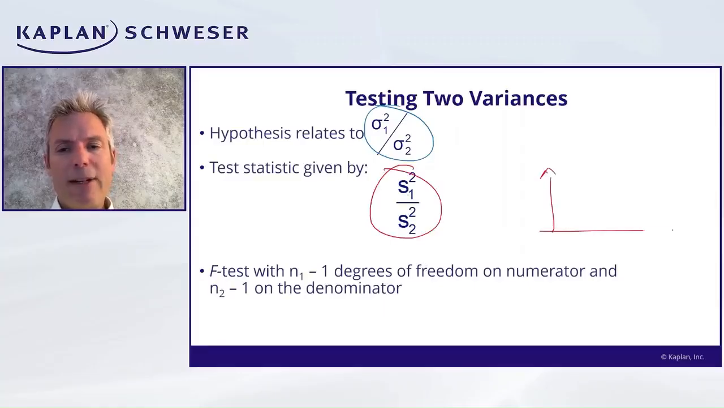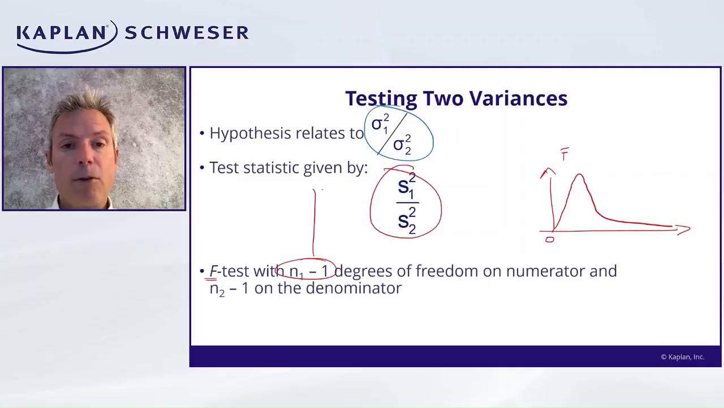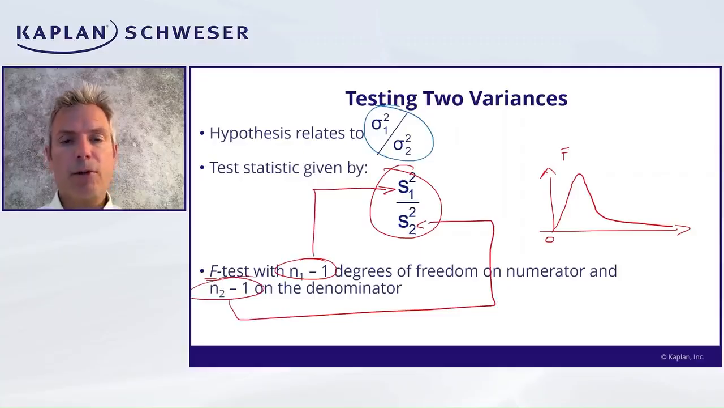It follows what's called an F distribution, which is similar to a chi-square distribution in that it's bounded below by 0. It's non-negative and it's got positive skew. However, it is a different distribution, and it's got 2 degrees of freedom, one for the numerator, which we know to be n1 minus 1, and one for the denominator, which we know to be n2 minus 1. So this is actually a really straightforward test.